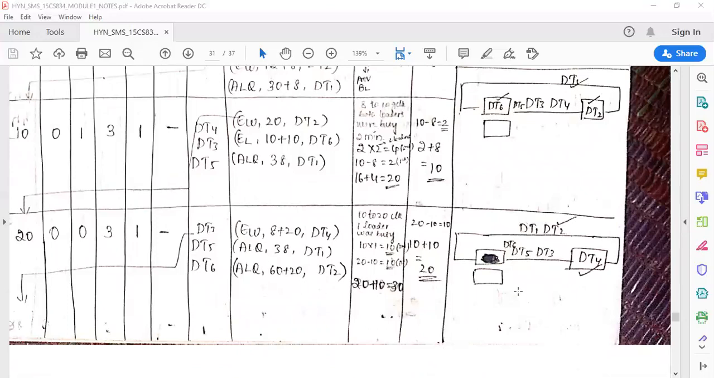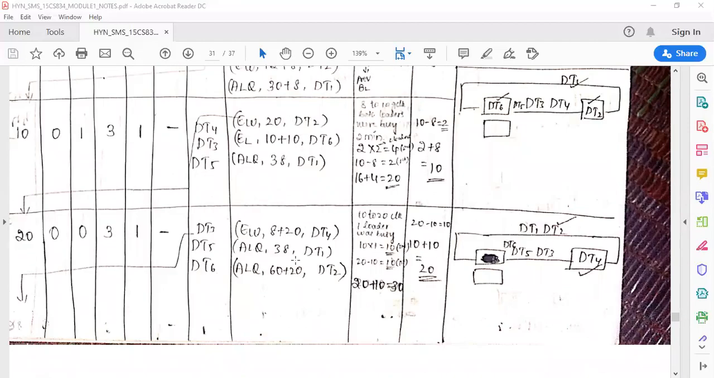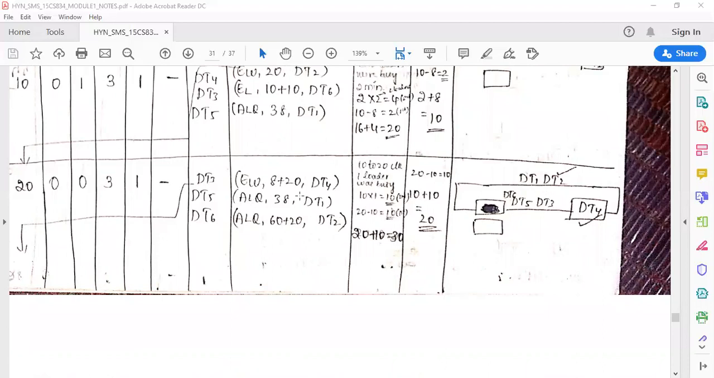Right, so for dump truck 4, what will you schedule? You have to schedule the end weigh. So end weigh, you will strike it out, right? So the next is 8, so 8 at 20. So 20 plus 8, right? You have to write it in ascending order. So I will write end weigh 8 plus 20, dump truck 4, ALQ 38 comma dump truck 1, which is already there, right? So copy it as it is. The previous FEL you have to retain, right? So ALQ 60 plus 20 comma dump truck 2, right?